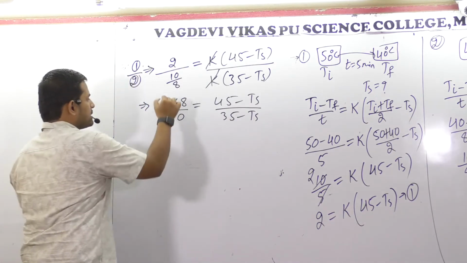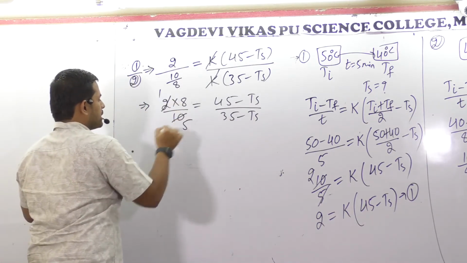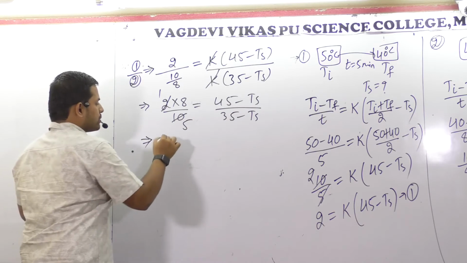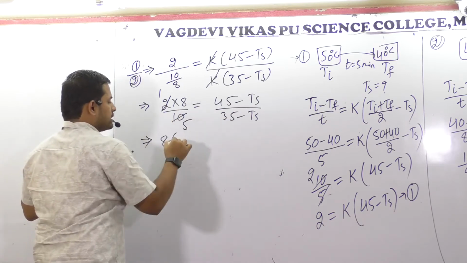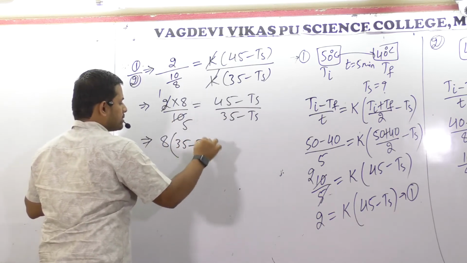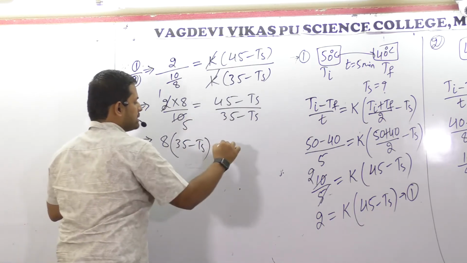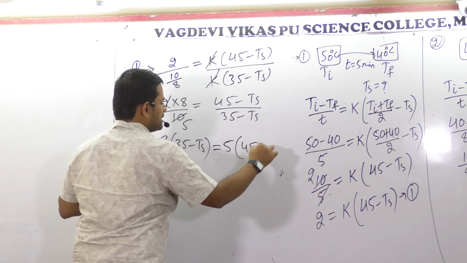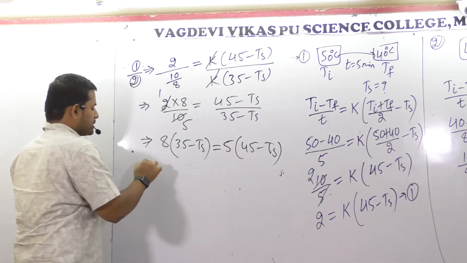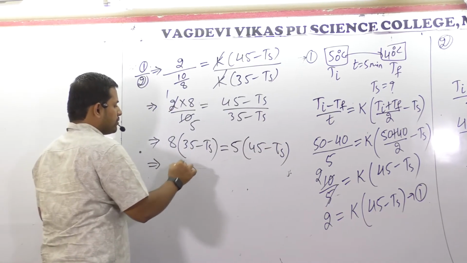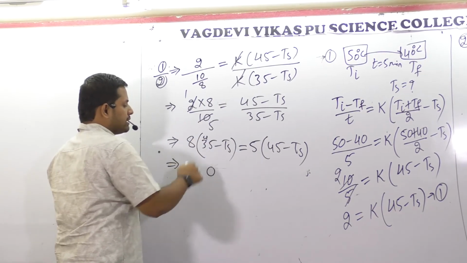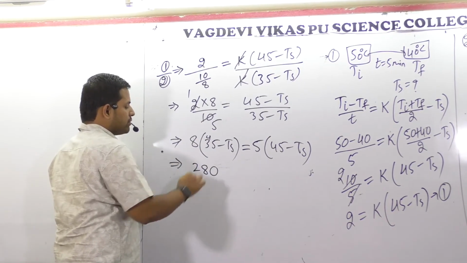Okay, so let me cancel this. 2 ones are, 2 fives are. So let me keep it as usual: 8 bracket 35 minus Ts. Let me send this 35 minus Ts this side. And as usual 5, let me send that side: 5 bracket 45 minus Ts. Basic calculations. So 8 into 35: 8 fives are 40, 4 is the carry; 8 threes are 24, 24 plus 4, 280.